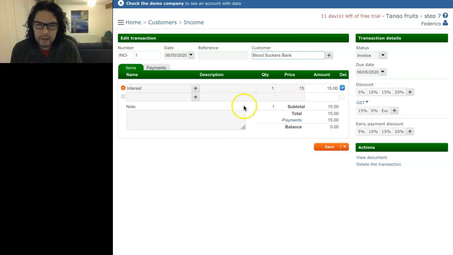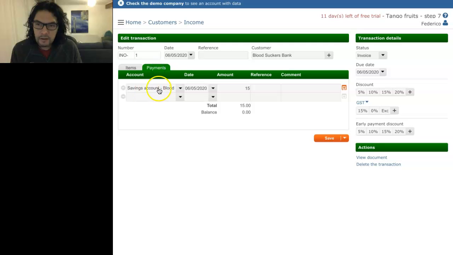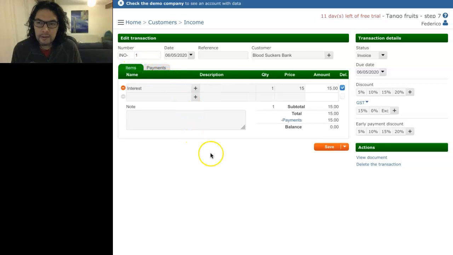We put the bank as a customer so we can enter an income transaction. We put interest as the item. Interest is the item here in the transaction, and savings account is where we receive the payment, which in this case is the interest.